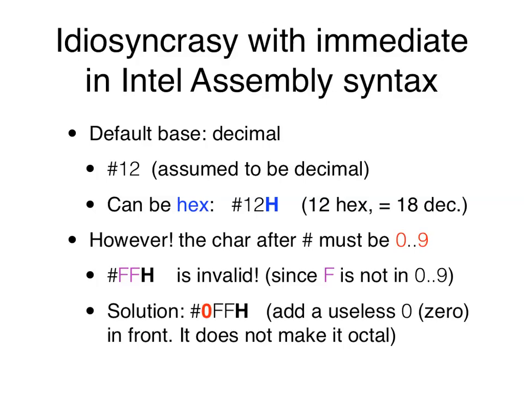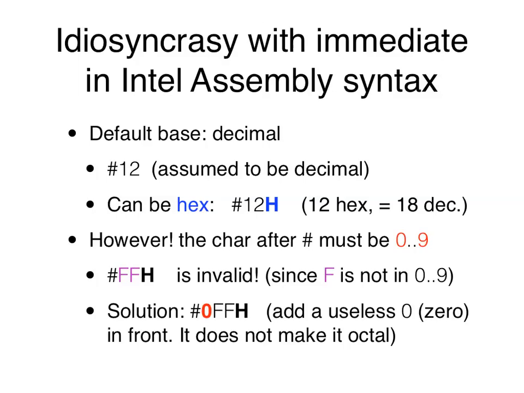You should get used to this, because it's going to be everywhere. If you see pound sign 12, it's decimal 12. Pound sign 12H is hex 12, which is decimal 18. But you can't just put an H and expect it to know how to process it. If you do pound sign FF, which is valid hexadecimal, and then put an H afterwards, is that going to work? Well, no.